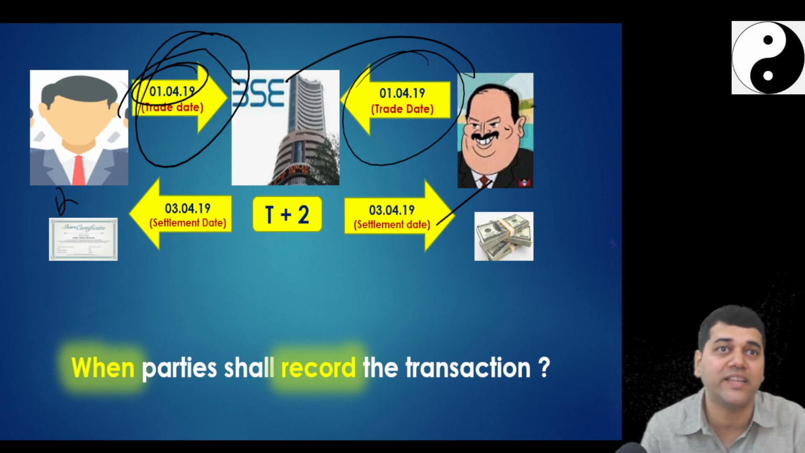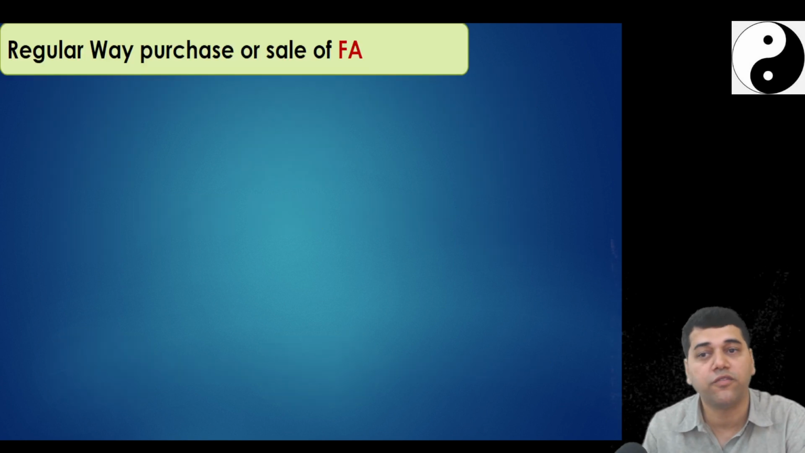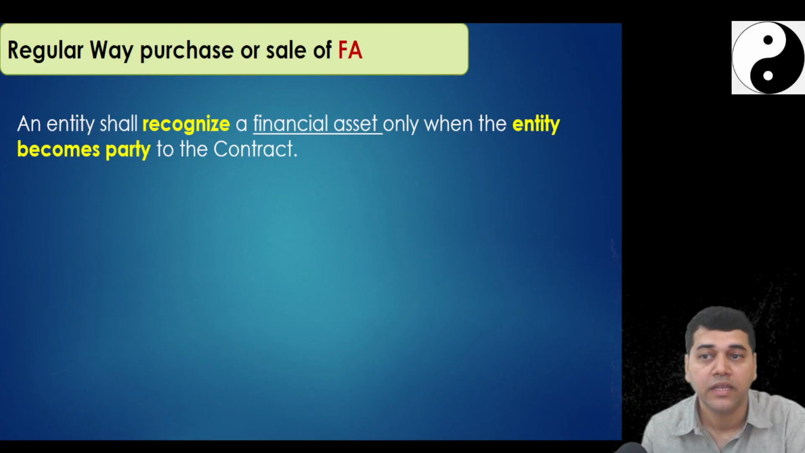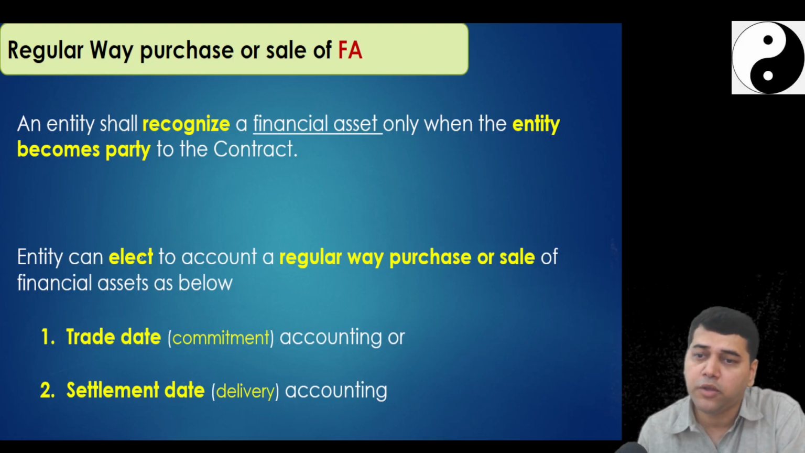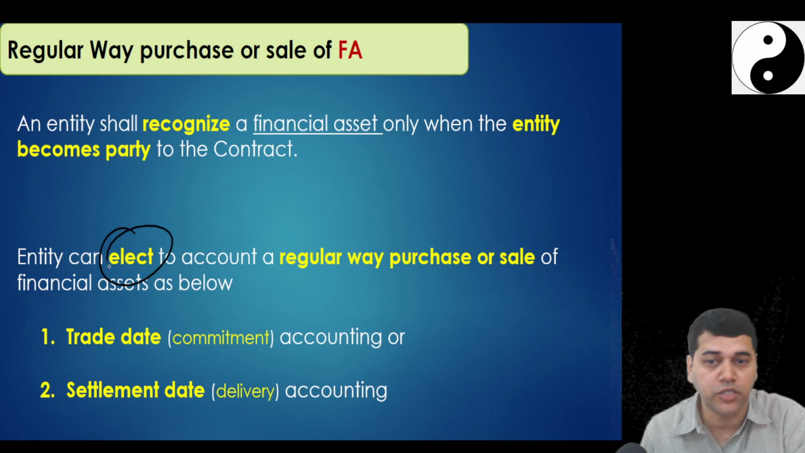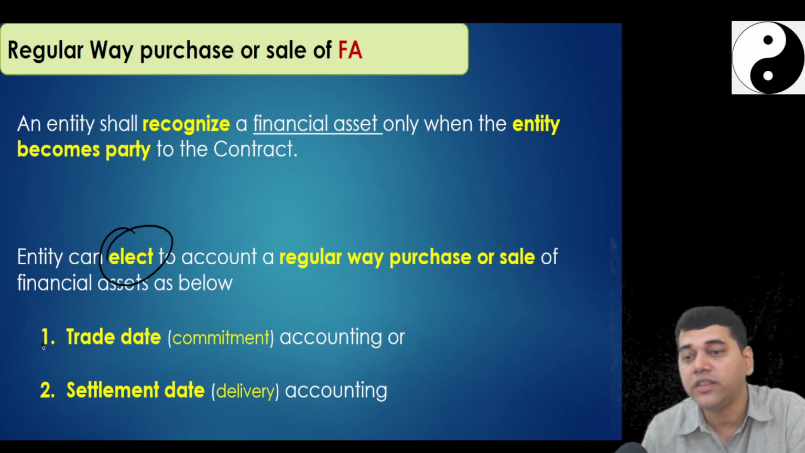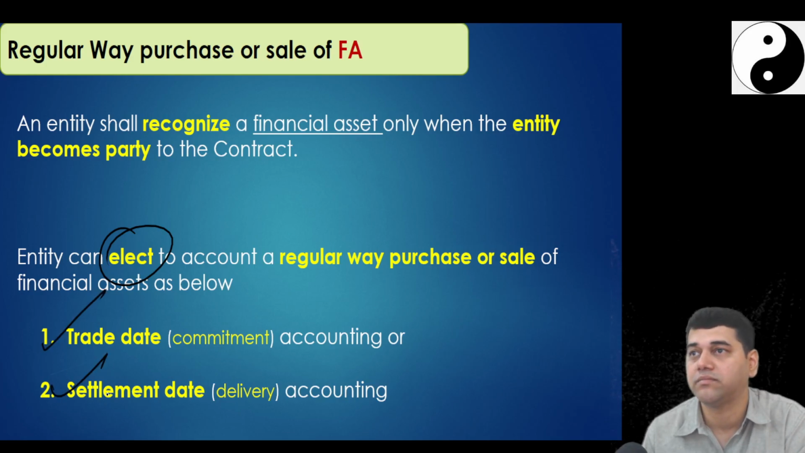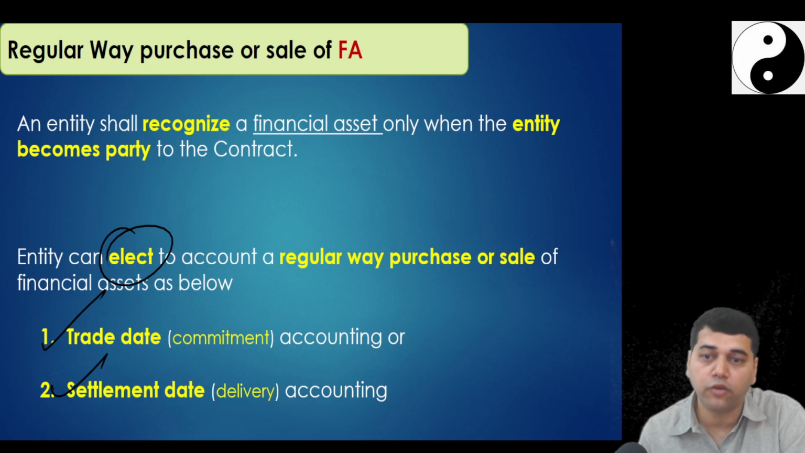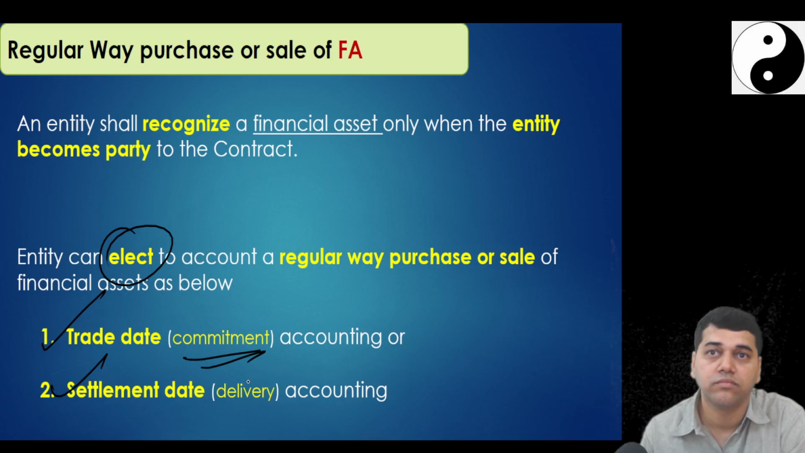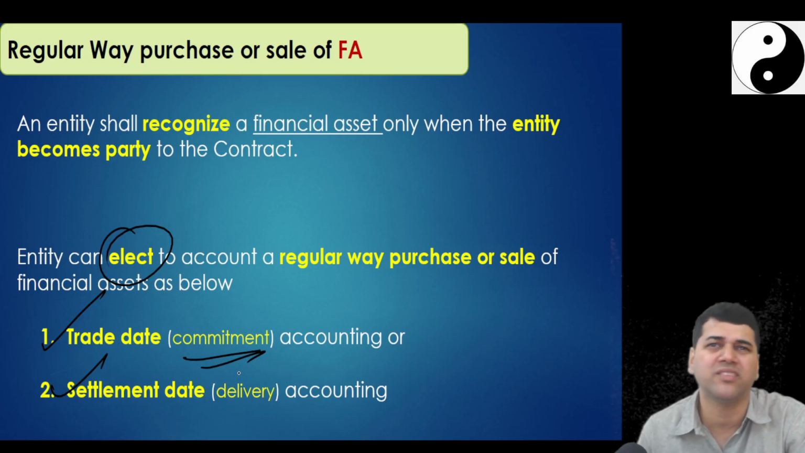It's called purchase or sale accounting, like purchase and sale of a financial transaction, regular way. It says that an entity shall recognize the financial asset only when the entity becomes party to the contract. This is the original definition. But you have got an election, an option, to account for it on the trade day or the settlement day. It's not that you have to account for it on the trade commitment date only. I'll give you one more option, the settlement date, because it's just a matter of 2 days.